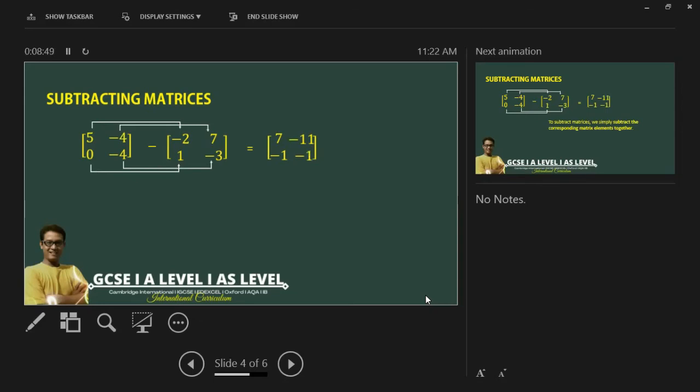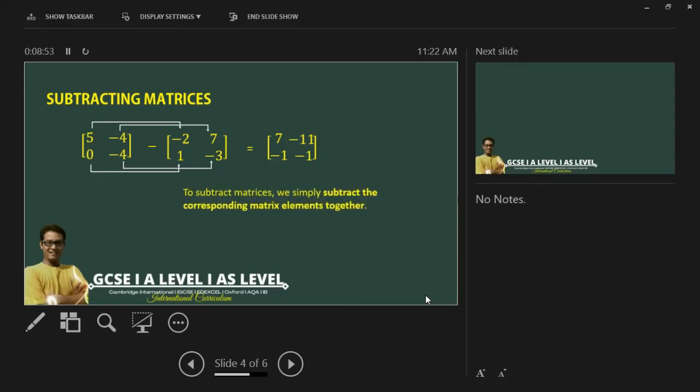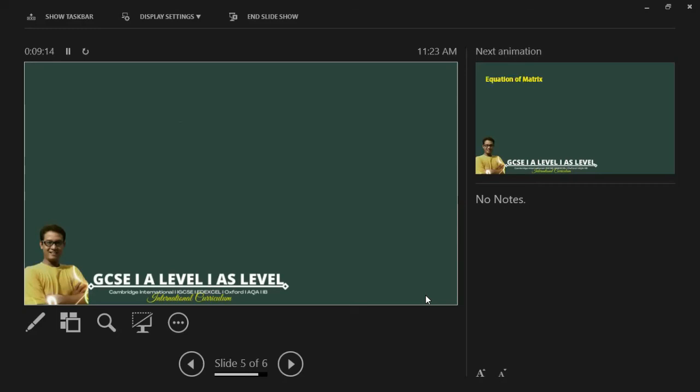Subtracting matrices. So what is the conclusion? To subtract matrices, we simply subtract the corresponding matrix elements. Once again, the key point is to subtract the corresponding matrix elements. Clear? So adding and subtracting matrices is very easy. Now we go to the next topic.